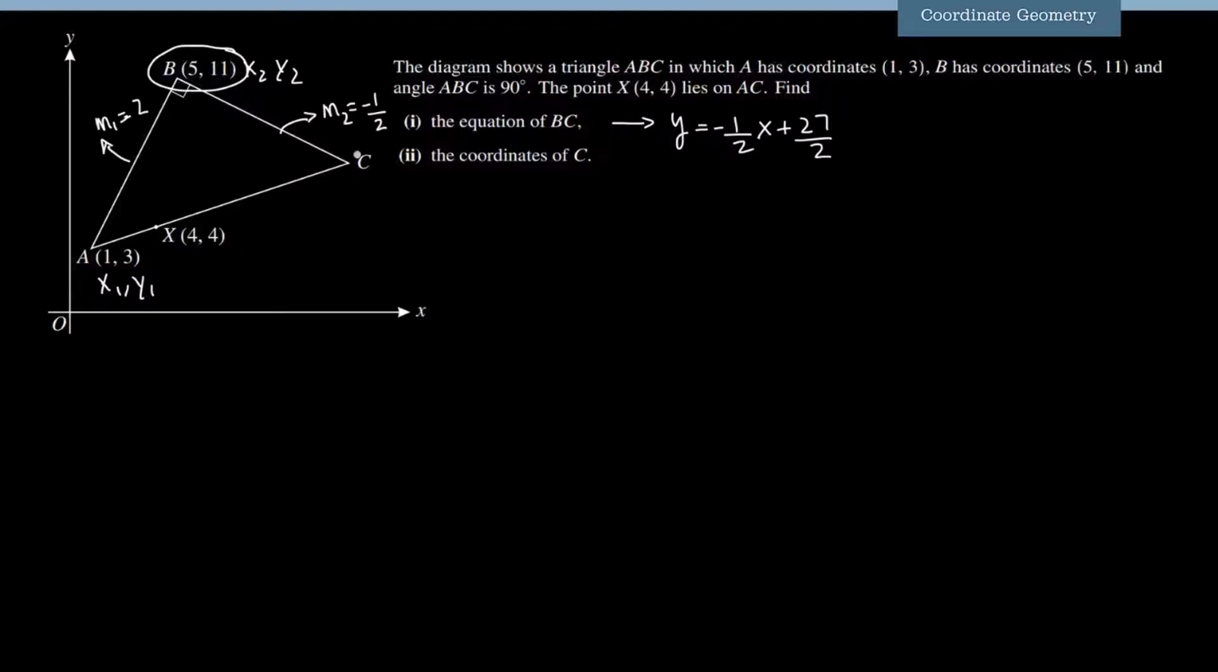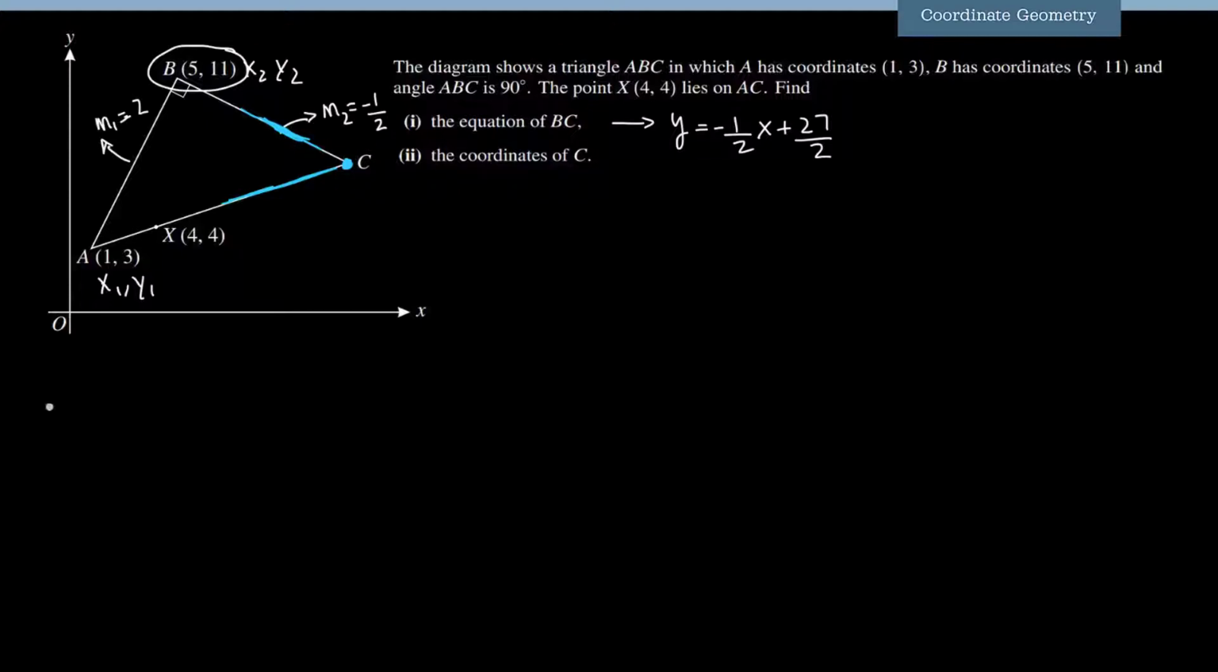Now next, for the coordinates of point C, I know that point C is the point of intersection of this line and of this line. So if I solve the equations of these two lines simultaneously, I'll get the coordinates of point C. I know the equation of this line, which we found in part 1: y is equal to -1 upon 2 x plus 27 upon 2. But I don't know the equation of line AC.